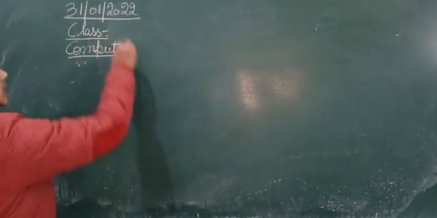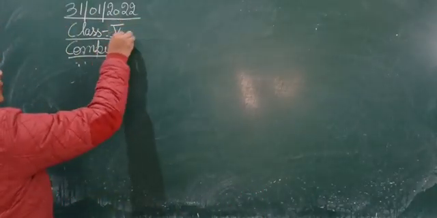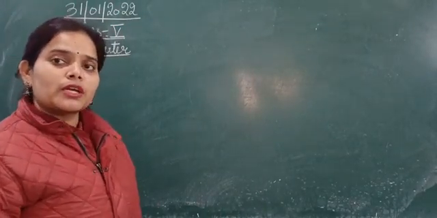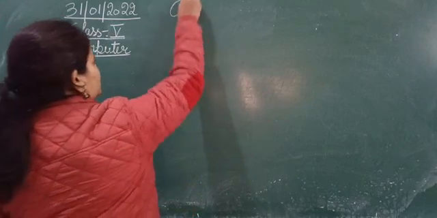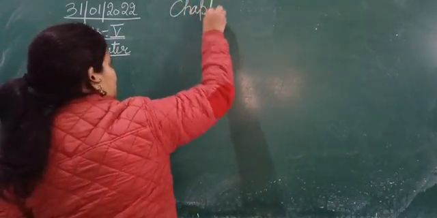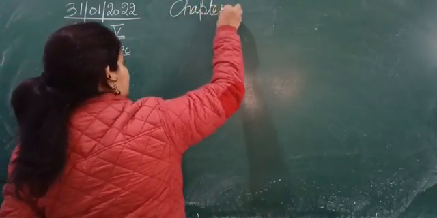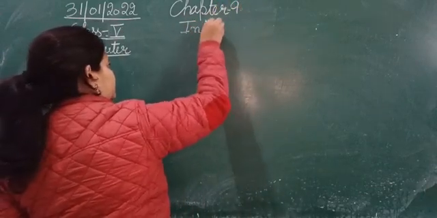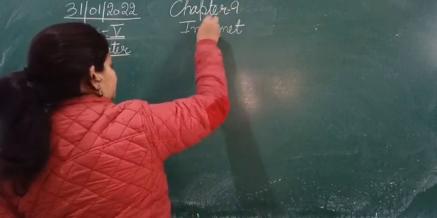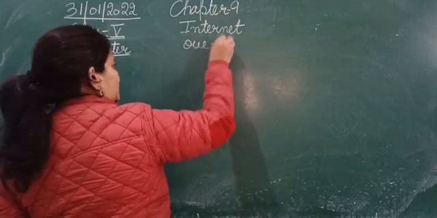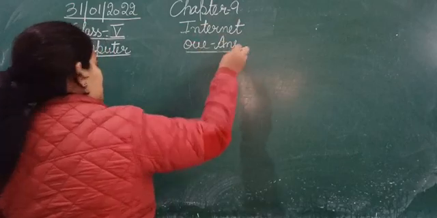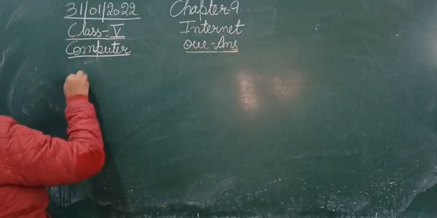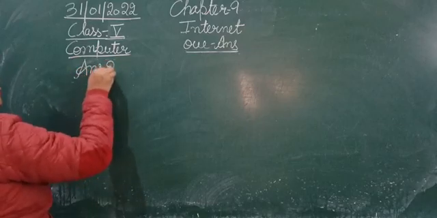Okay. So class, in the last session, as you all know, we were doing the question answers of chapter number 9. In today's session, I am going to continue with the same. The chapter was chapter number 9, that was Internet. So we are beginning with the question answers. Yesterday we discussed up to question number 1, so let's begin with question number 2.